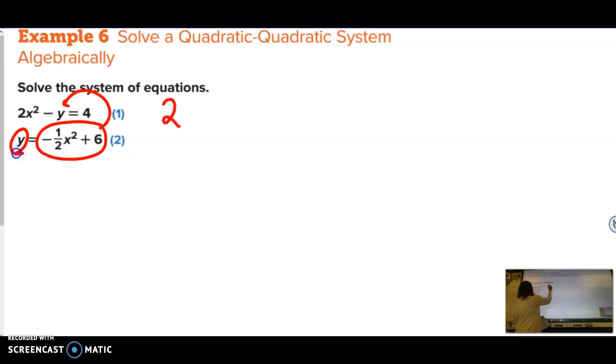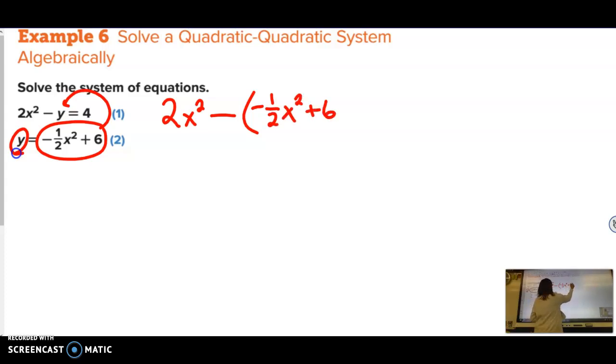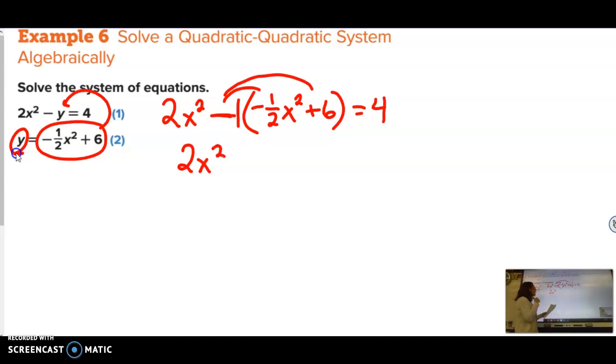So we'll have 2x squared minus, and then in parentheses, we put -1/2 x squared plus 6 equals 4. So we just put the second equation into the first equation. Now you'll notice there is a subtraction out front here. So the next thing we need to do is distribute. If you'd like, you can think of that as a -1. So we're going to have 2x squared, and then that'll be plus 1/2 x squared. And then -1 times 6, that's -6 equals 4.